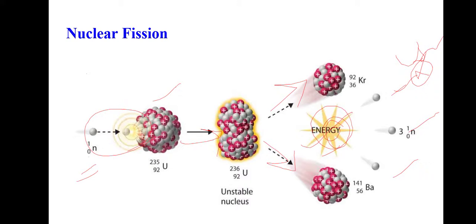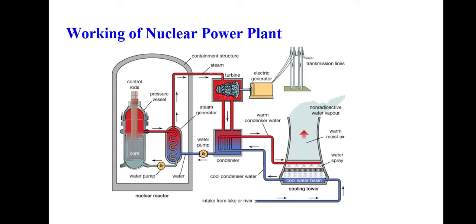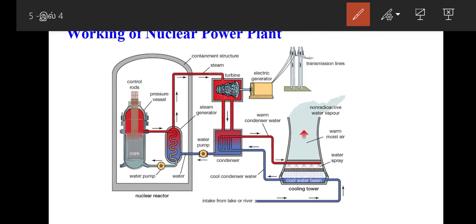Now we can go with the block diagram. The main component of a nuclear power plant is the nuclear reactor. The nuclear reactor is the device in which the process of nuclear fission takes place. The uranium 235 is subjected to nuclear fission in the nuclear reactor and a huge amount of heat energy is generated in the nuclear reactor.